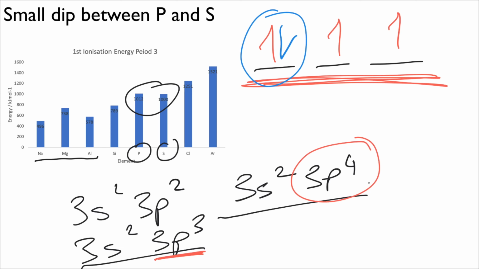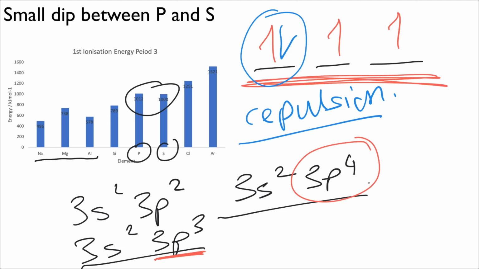Now, because electrons are now going into the same orbital, as both electrons are negative, they both have opposite spin, one spinning up and one spinning down. That's going to create repulsion. Okay, and there is repulsion in the 3p subshell for period 3. That repulsion makes it slightly easier to remove the electron from the 3p4 than it is from the 3p3. Okay, so that's really important.